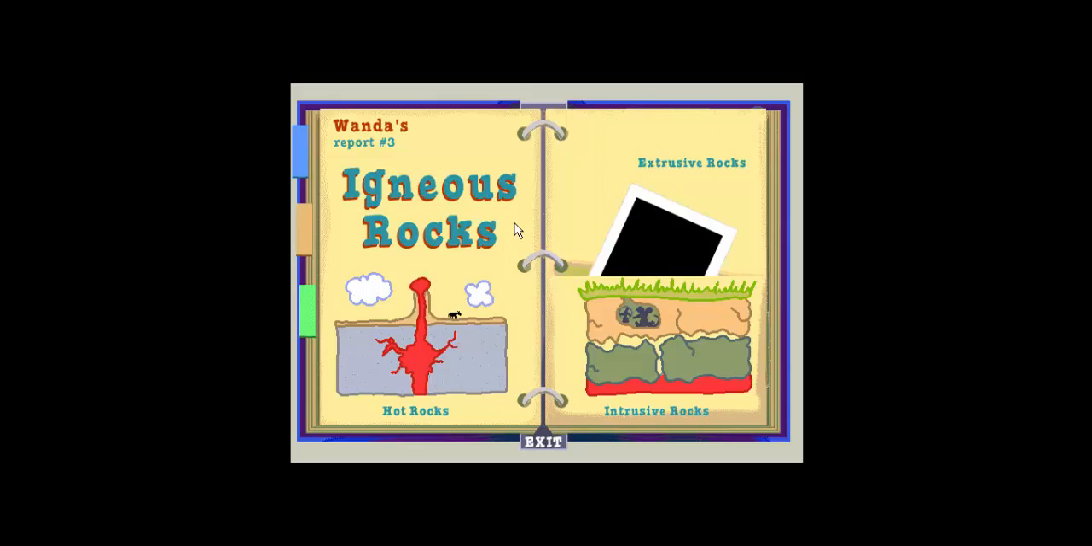Hot rocks. Igneous rocks begin deep in the earth as magma, which is hot, melted rock material. When a volcano erupts, the molten lava and ash cools into extrusive igneous rocks on the surface of the Earth. Other igneous rocks form when the magma cools underground. These are called intrusive igneous rocks. All igneous rocks are made out of minerals, and they are named by what minerals they contain and how the rock was formed.